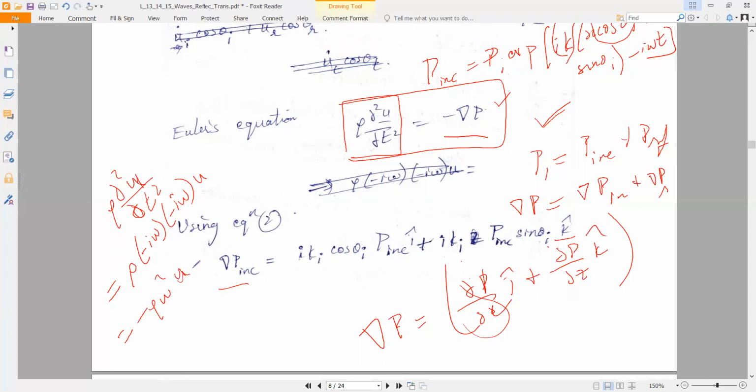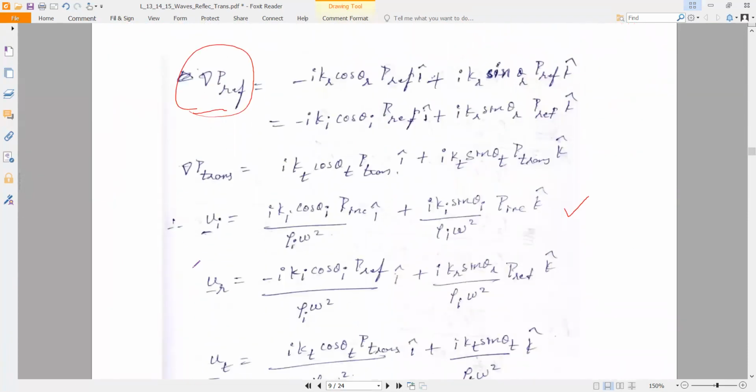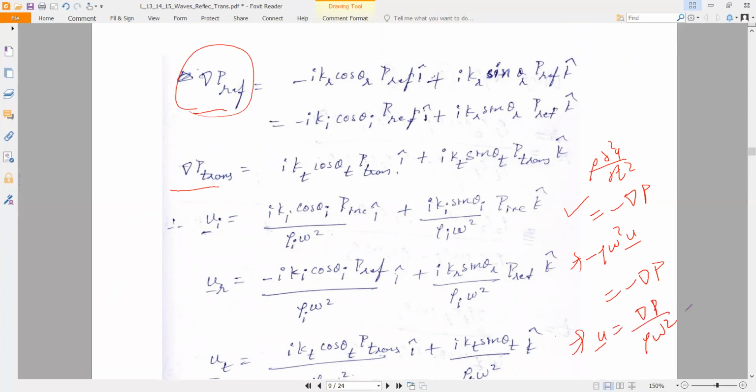So that is why I am dividing this expression with whatever I have as grad P. So I have rho ∂²u/∂t² is −grad P. Rho ∂²u/∂t² is −rho ω² vector u, which is −grad P, which means my expression for u is grad P by rho ω². And that's what I'm doing. That's why I'm dividing it by rho incident ω² for the first expression.